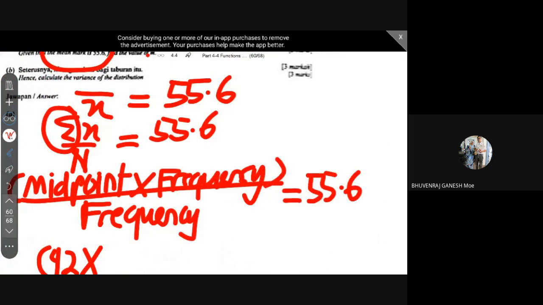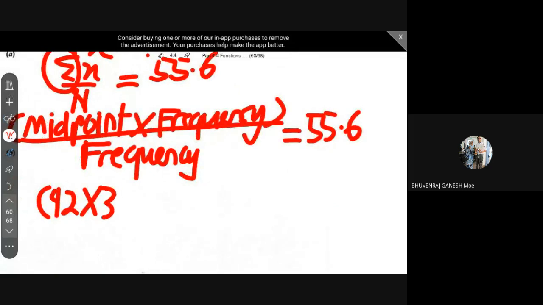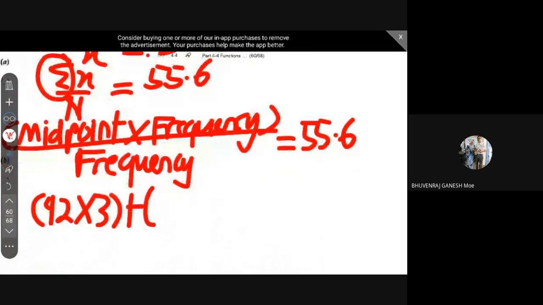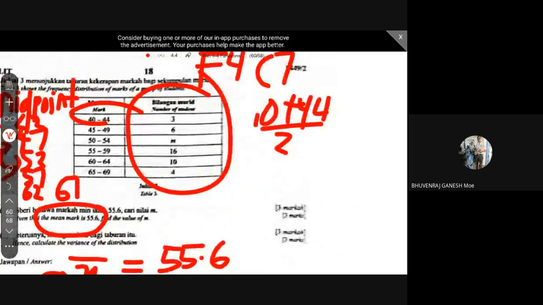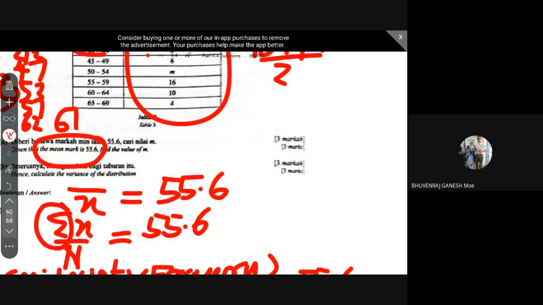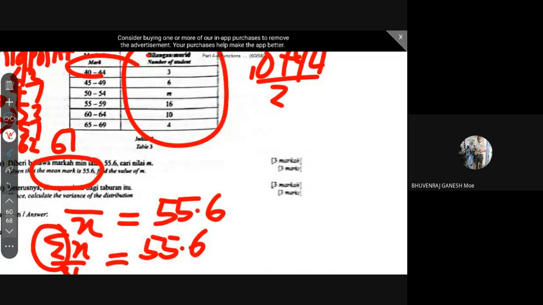So it's 42 times 3 plus, this one you use calculator lah in the end, okay? 42 times 3, 47 times 6. Just take the midpoint of each data and times the frequency. Then plus the next one is 52M. And then plus 52M, 57, 16. 57 times 16.